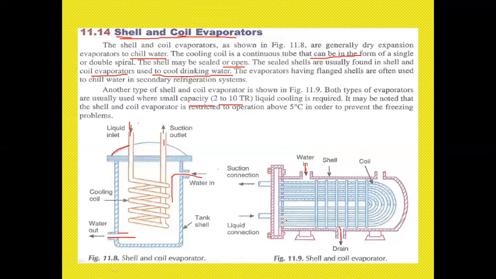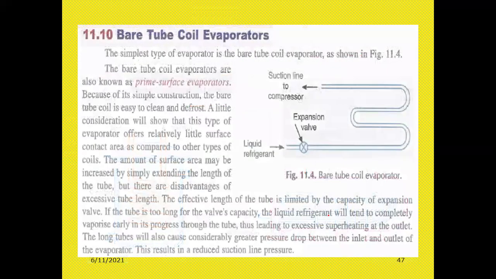This one is connected to the liquid connection and this is the liquid suction connection. This is the floor mounted horizontal type of tank. This is a vertical tank which is small and portable when compared to this shell and coil evaporator.